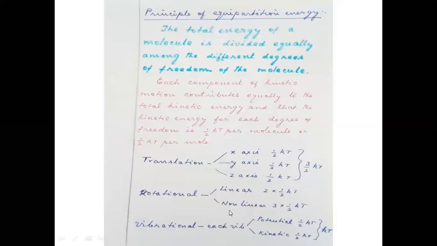For non-linear molecules, the rotation about all three perpendicular axes will have an appreciable energy. Hence it is 3 into half kT for non-linear molecules. If a molecule has translational, rotational and vibrational motion, each vibrational mode can have two kinds of energy. One is potential energy and the other is kinetic energy.